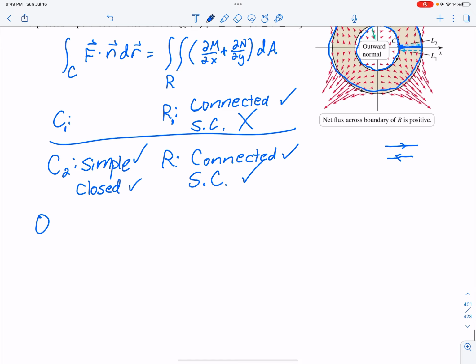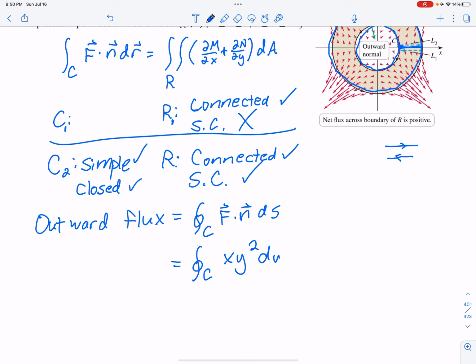All right, so outward flux. Remember, this is like a crosswind. It is the integral over the closed simple path C of our vector field dotted with n ds, which is the same thing as the integral over C of, and I'm going to go ahead and fill these in, xy squared dy minus x squared y dx. That's the definition of that.